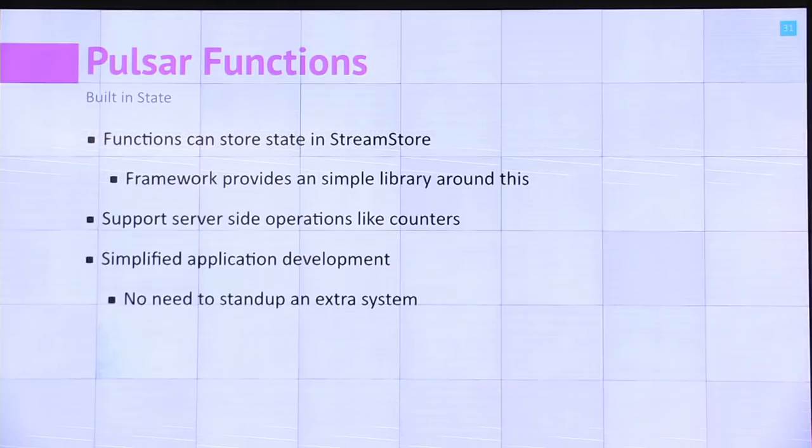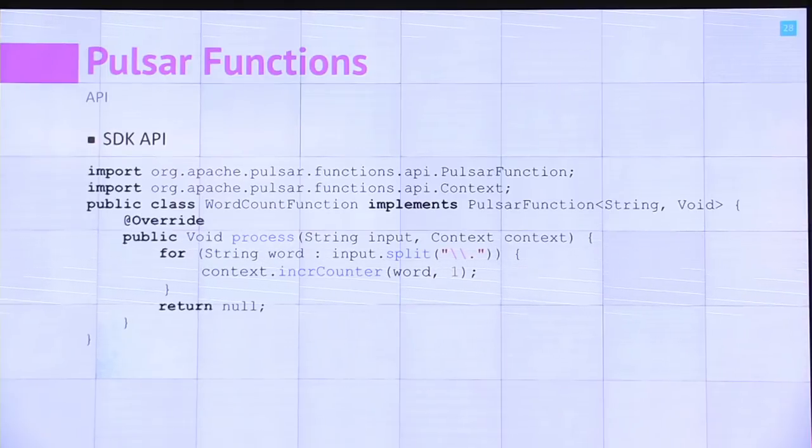So one of the things was that functions actually have state. For instance, if you move back to the word count function, apart from counting words, what this function is doing is saying increment a counter. Now, where is this counter, and who maintains it, and so on and so forth?